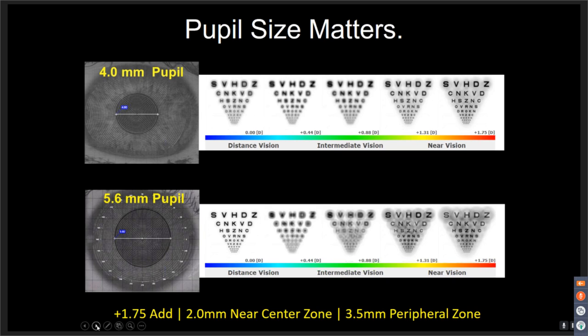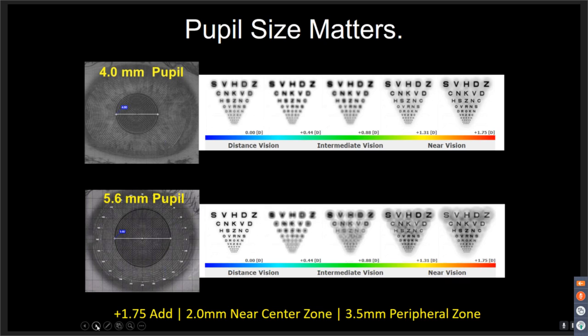okay, this is the 4.0 obviously on the top and the 5.6 on the bottom. This is just two different patients. So let's take a look at the bottom one first. The patient with the larger pupil, the 5.6, with that same design, that's the plus 1.75, the 2.0 center with a 3.5 peripheral zone, you have a 5.6 millimeter pupil on that first patient, the one on the bottom, and the distance is really pretty good. They would probably be happy with that distance because their pupil is opening up wide enough to get out into that peripheral zone. However, in this case, the near suffers pretty drastically, and they probably aren't going to be happy with that.